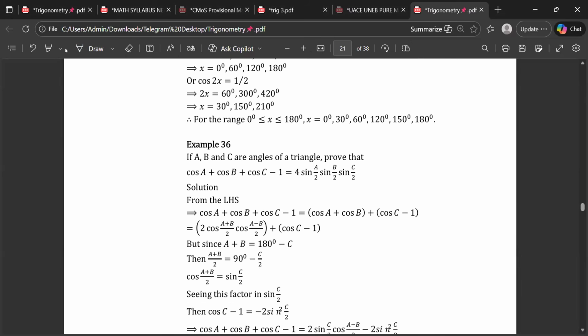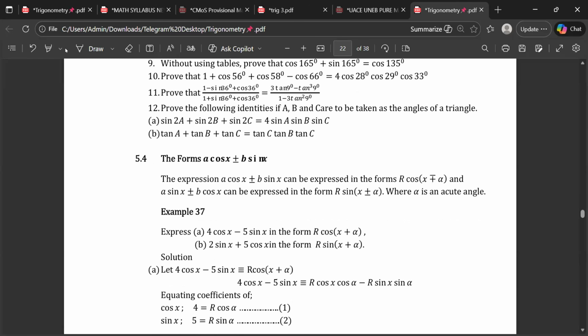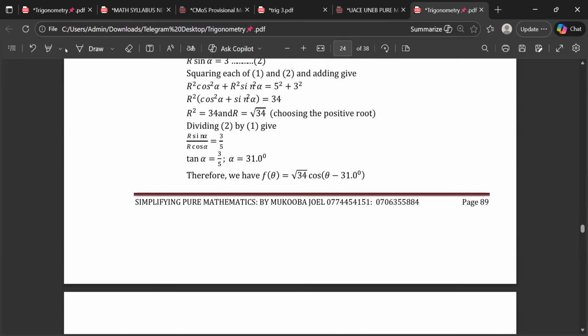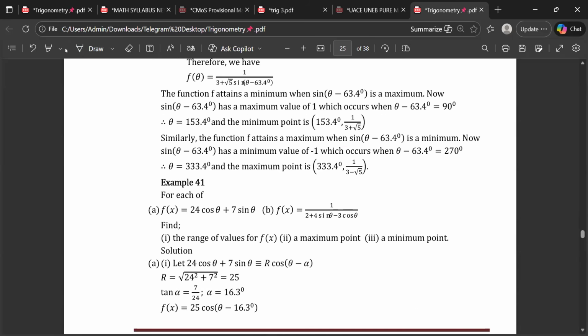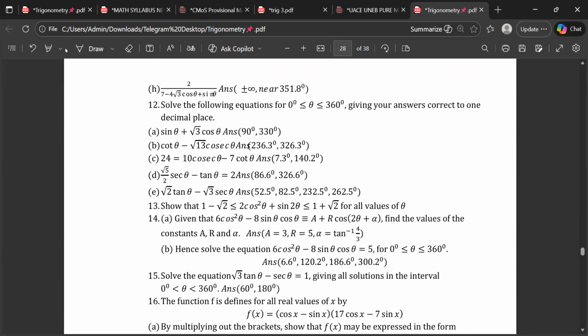Let me see, factor formula. This is the exercise for factor formula now, the r formula, the harmonic expressions. Then after that one, what next? I think it's solutions of a triangle. Yeah, trig is a very big topic. We're going to see how to handle it.